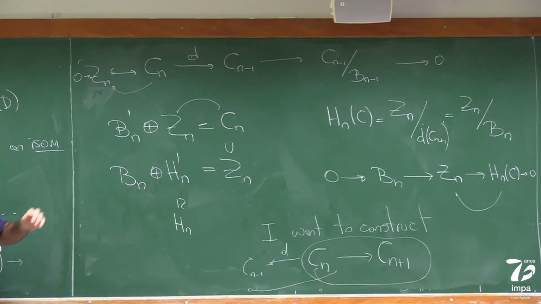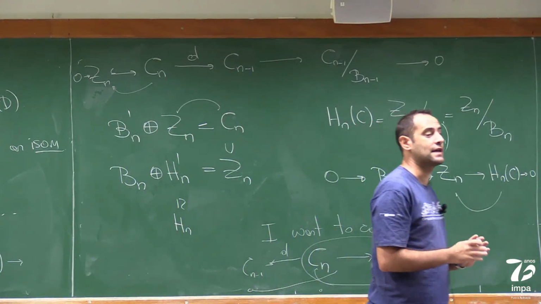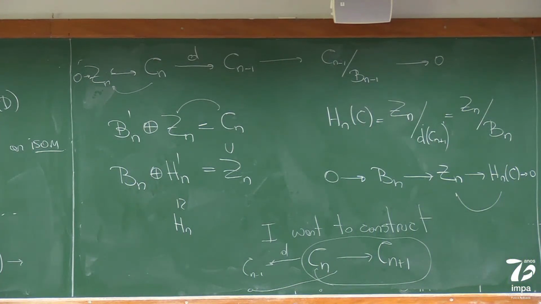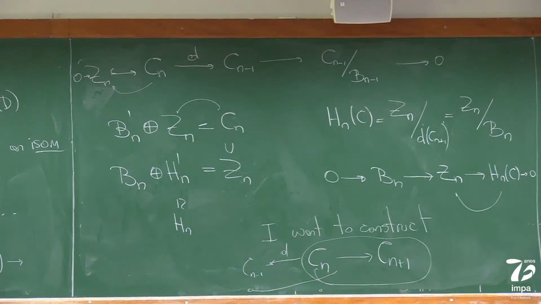What do you use the analogy with the vector bundles like a section? That's correct. This is exactly a section. So I want to hear how can you construct an element in Cn plus 1? But that's correct. This is exactly a section of that map, of that inclusion.